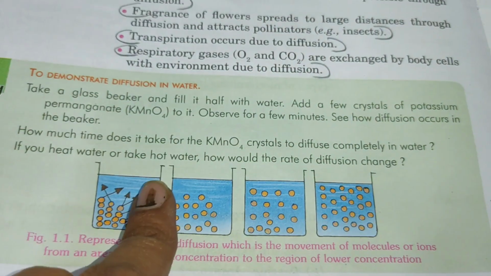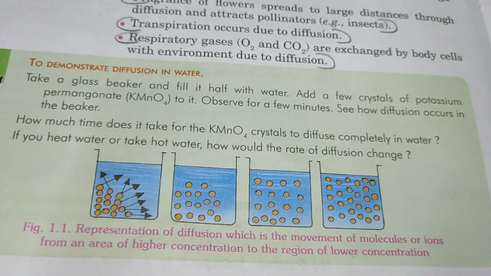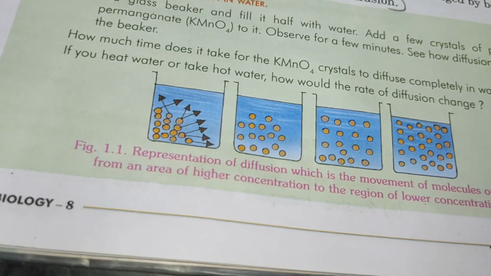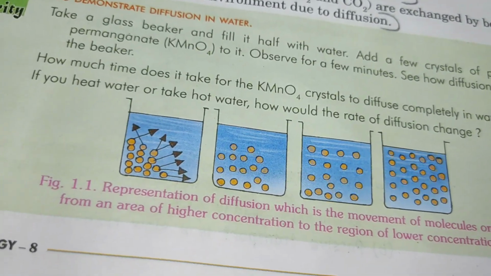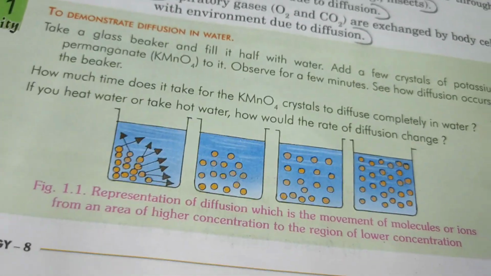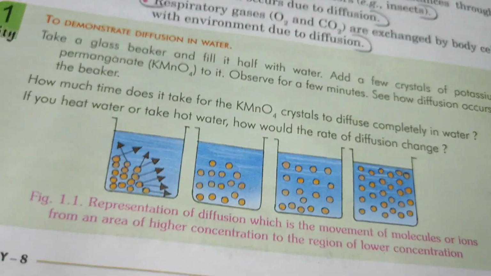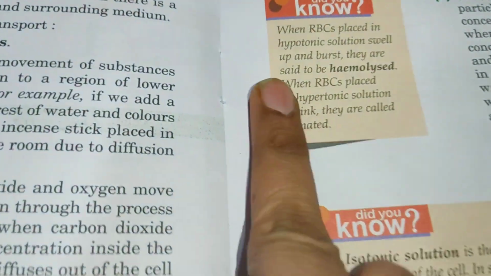Let's observe. If we heat water or take hot water, how much diffusion takes place? Diffusion takes place in cold water a little slowly, but when it is hot water, if the temperature is increased, diffusion will take place very fast. Like this they explain.